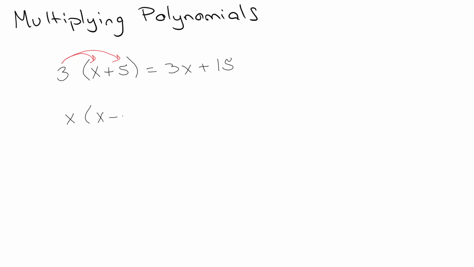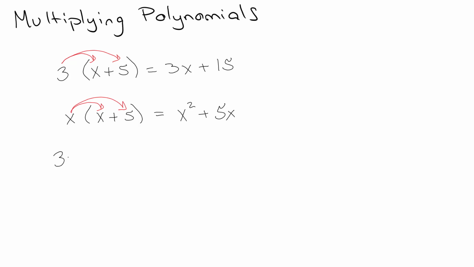All right, now instead of it being 3, I could make it x. So let's do x times x plus 5. Again, I'm just going to drag that over. So x times x is going to be x squared, and x times 5 is going to be 5x. Now, whenever you're multiplying polynomials by single terms, that's really all there is to it.